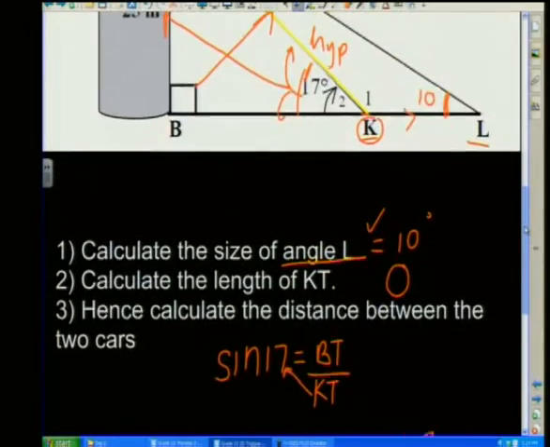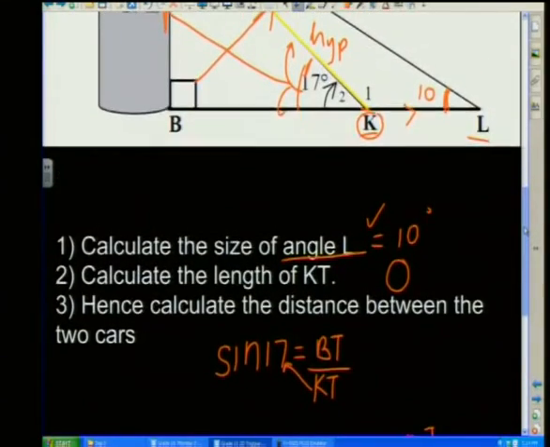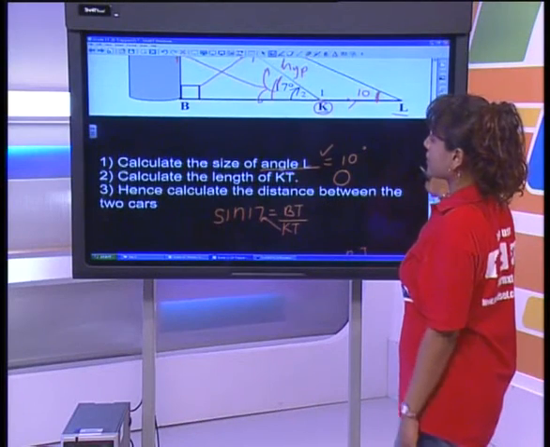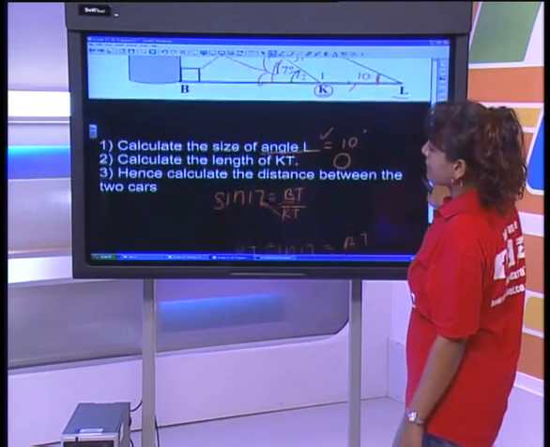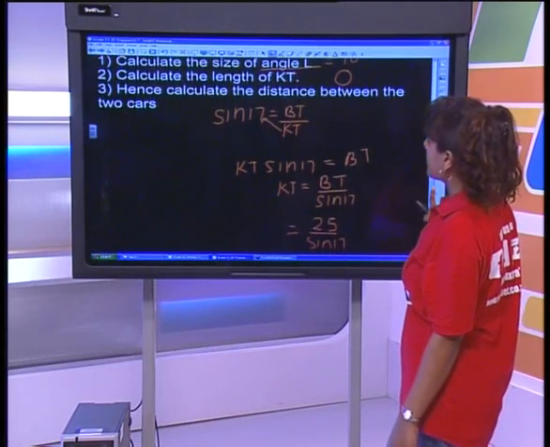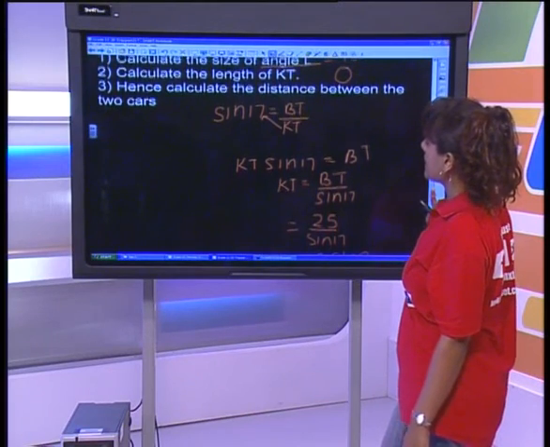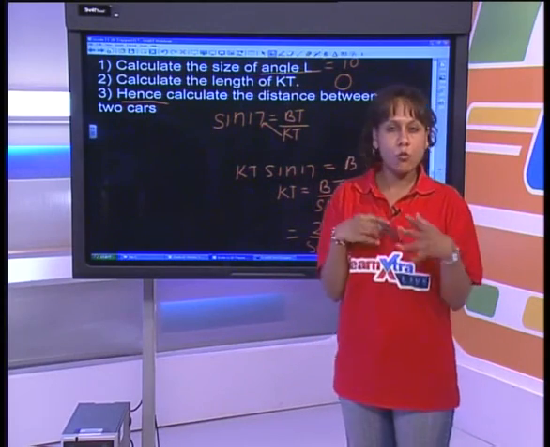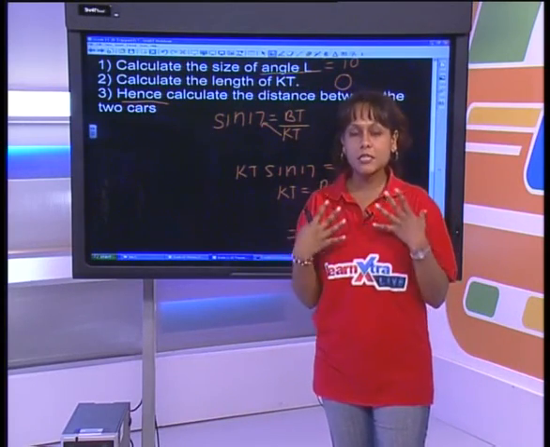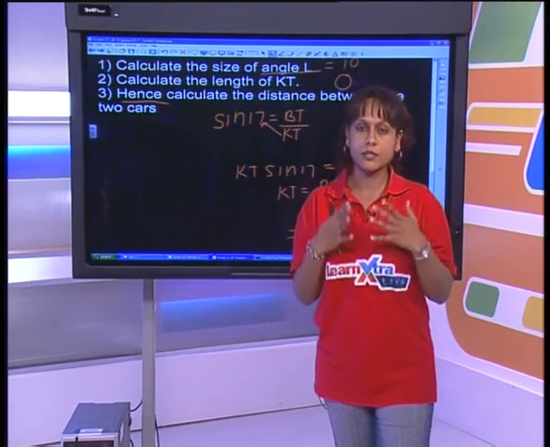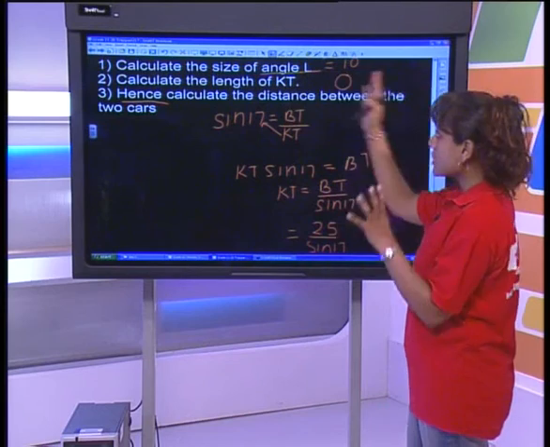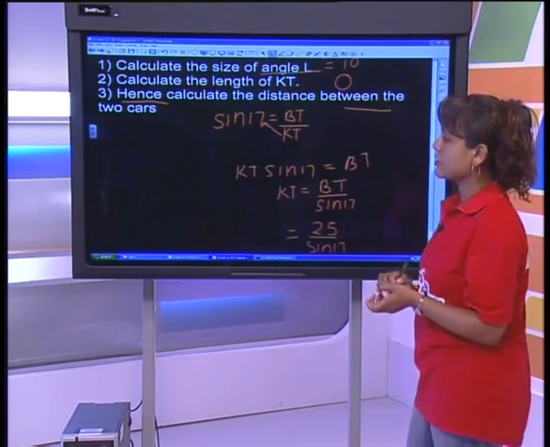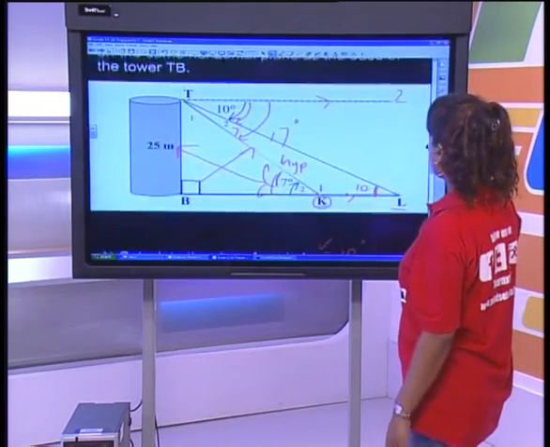All right, so let's just recap. We found angle L very easily by using alternate angles. We used the SOHCAHTOA rule, saying that sine is opposite over hypotenuse, to help us find KT. The final question says, hence calculate the distance between the two cars. Now, you often see "hence" in all sorts of different sections in mathematics. Hence means use what you've just done. So hence means you've just worked out KT, use that to help you find the distance between the two cars.